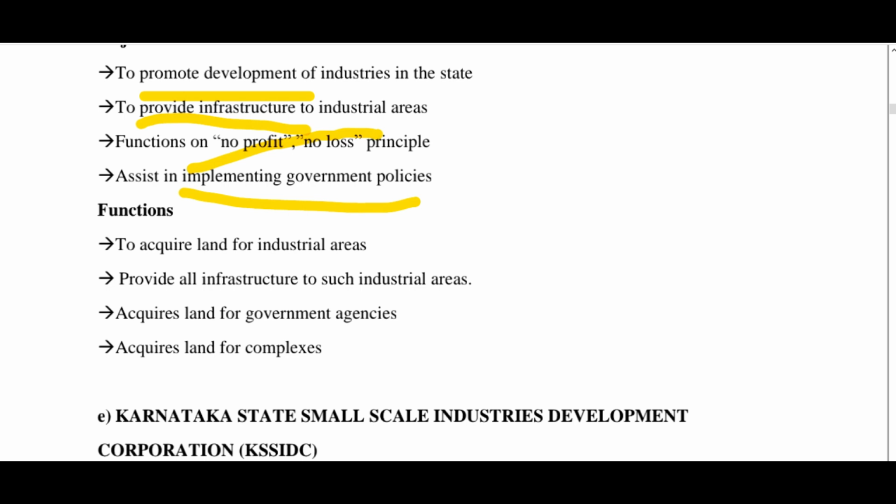Functions: to acquire land for industrial areas, to provide infrastructure to industrial areas like land, water, roads, electricity, etc. Acquire lands for government agencies. Like what I said, it also helps government agencies to acquire lands for complexes, like Jayanagar complex or Nexus complex. So it also acquires land for complexes.